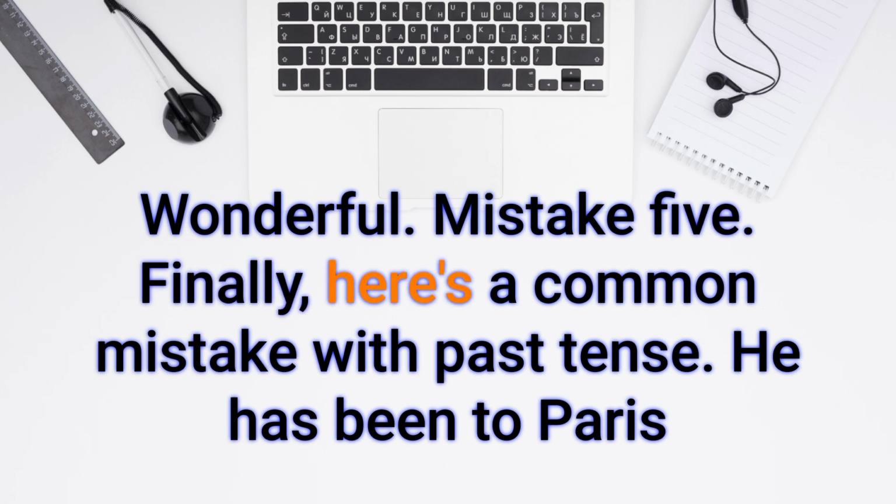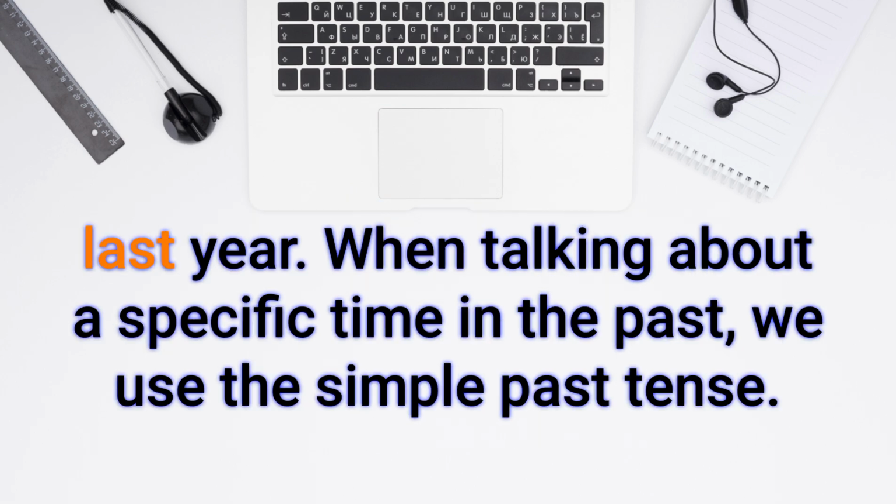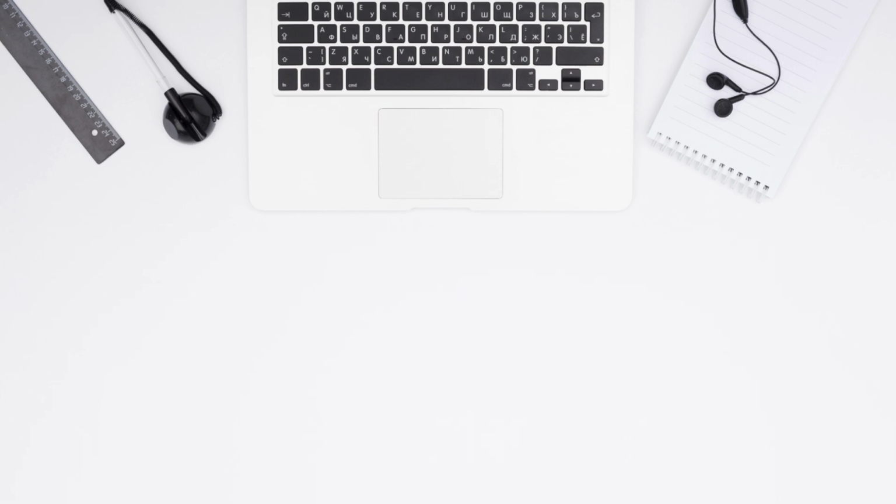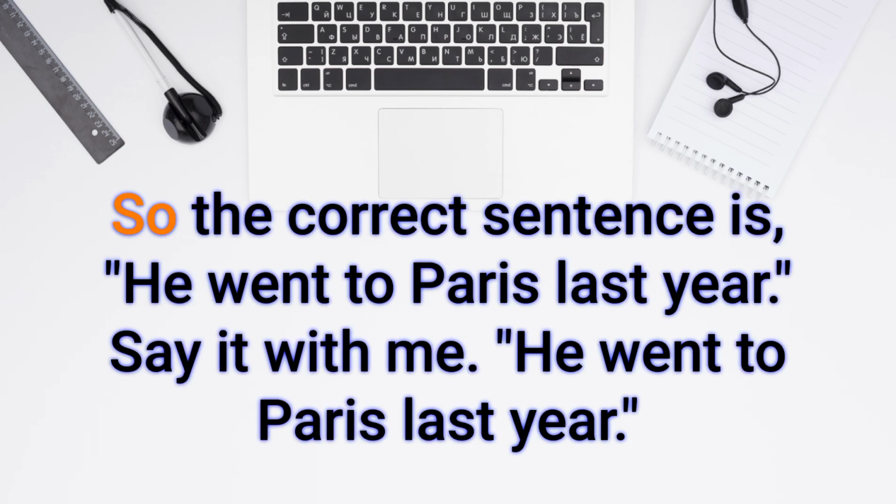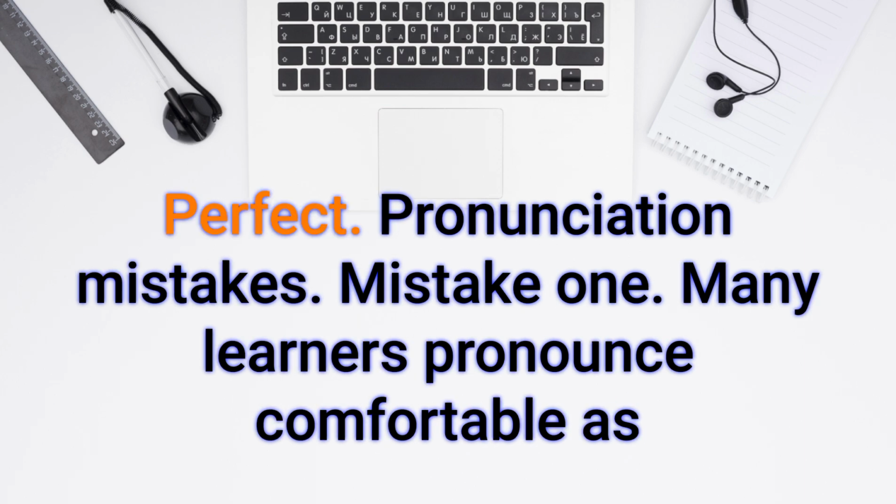Wonderful! Mistake 5. Finally, here's a common mistake with past tense. He has been to Paris last year. When talking about a specific time in the past, we use the simple past tense. So the correct sentence is, he went to Paris last year. Say it with me. He went to Paris last year.